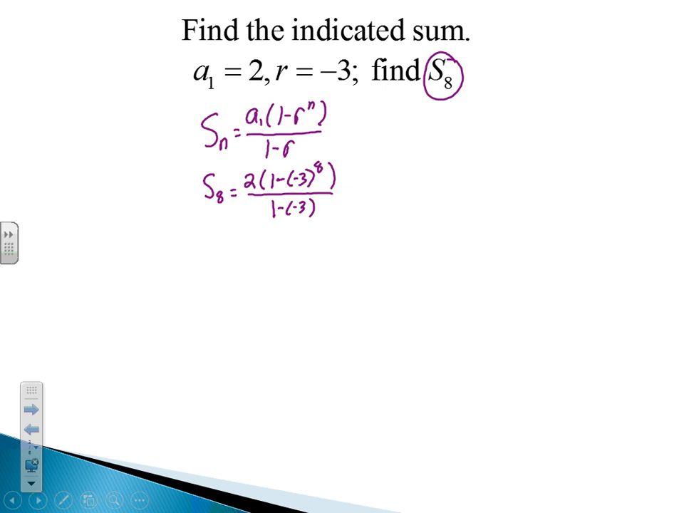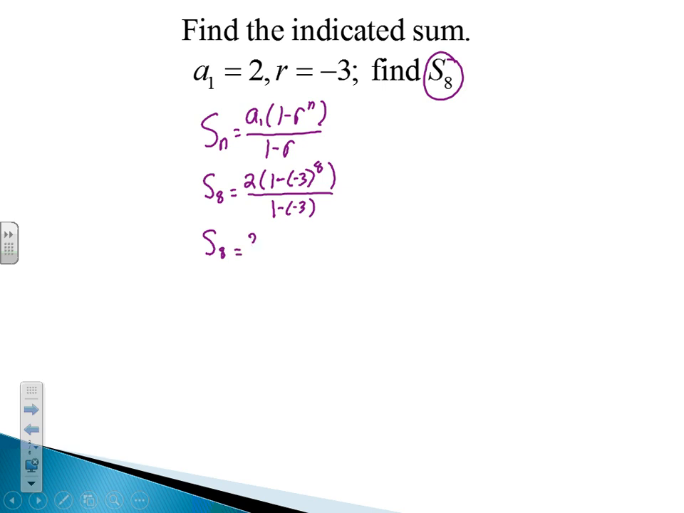Okay, and unfortunately we cannot do that right now because we have negative 3 raised to the 8th power. You must take care of the exponent before I can say the negative and the negative to make it a positive. So under no circumstances here in the numerator especially should you say 1 plus 3 to the 8th power.